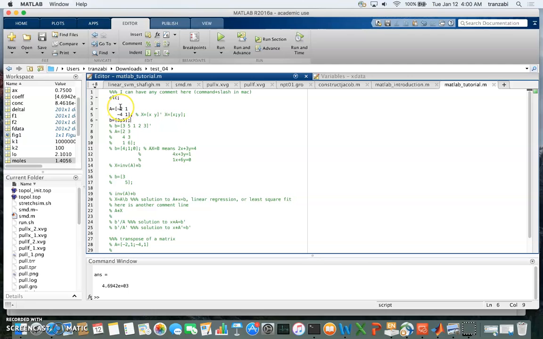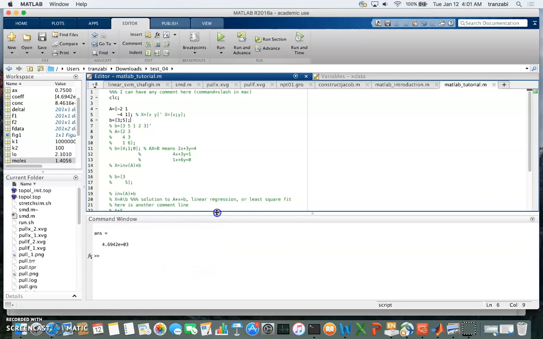Okay, so let's get to some of the details of a MATLAB script. I want to write the equation Ax equals b and solve for x. The first thing I'm going to do in MATLAB is clear my screen. That means every time I run the code, I don't want to see anything here. I want to clear this command window. The command for that is clc, which means clear screen.